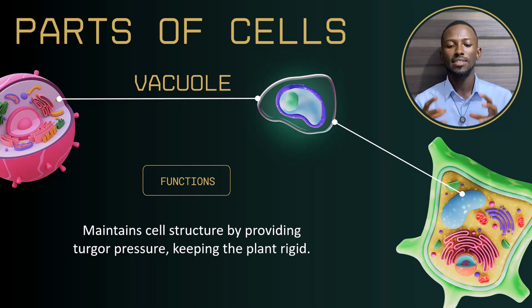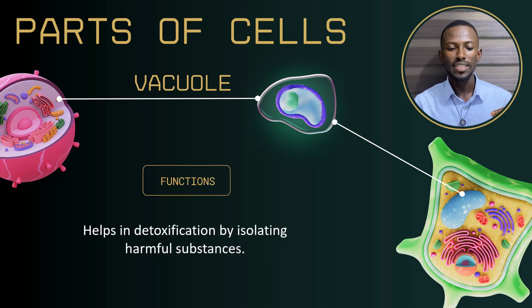It also maintains cell structure by providing turgor pressure, keeping the plant rigid. Remember we said the cell wall gives structure to the cell. Yes, that is true. But one interesting thing to keep that shape, that turgor pressure of the cell also comes from the vacuole. And finally, the vacuole helps in detoxification by isolating harmful substances. That's one interesting thing we should pay attention to. They help in detoxification by isolating harmful substances.